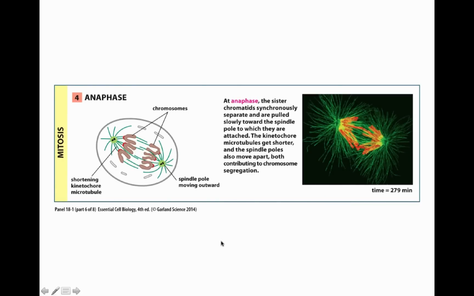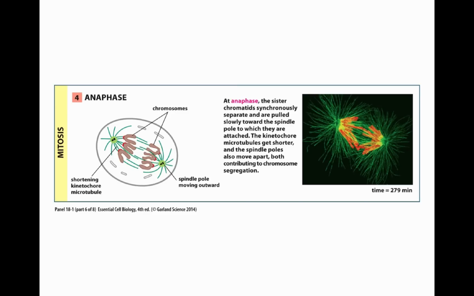Anaphase begins in the next step, and over there in anaphase you're going to have the separation of sister chromatids that happens synchronously and simultaneously, pulling away the sister chromatids from one another. This will ensure that each independent daughter cell will get the exact same amount of DNA.